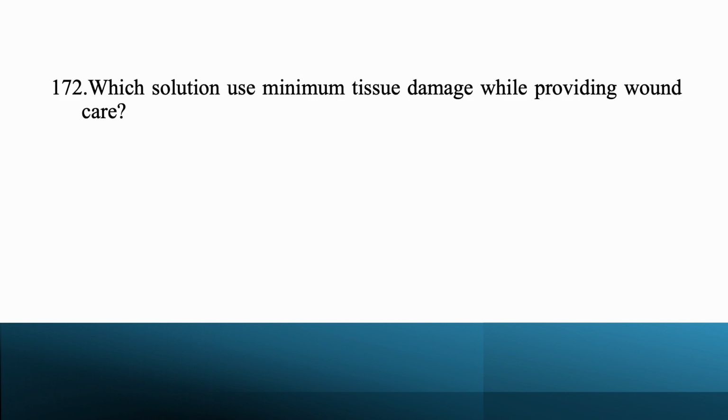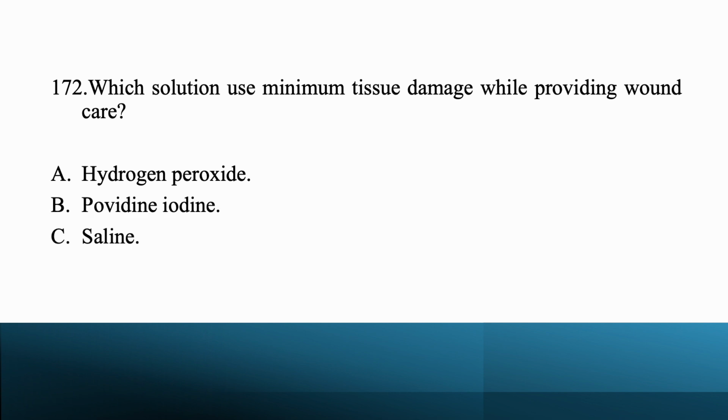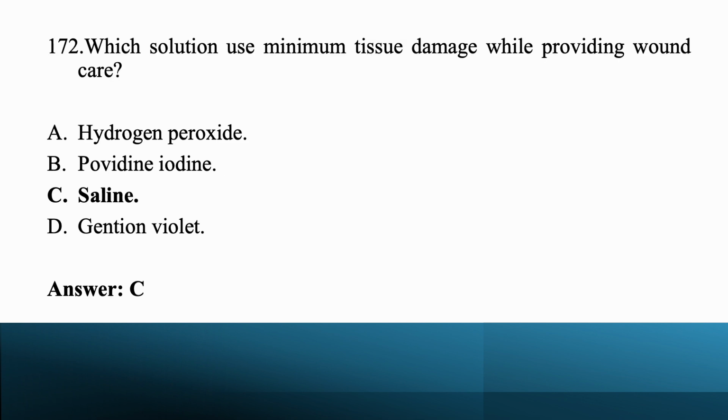Question number 172. Which solution use minimum tissue damage while providing wound care? Option A, hydrogen peroxide. Option B, povidone iodine. Option C, saline. Option D, gentian violet. The correct answer is option C, saline.